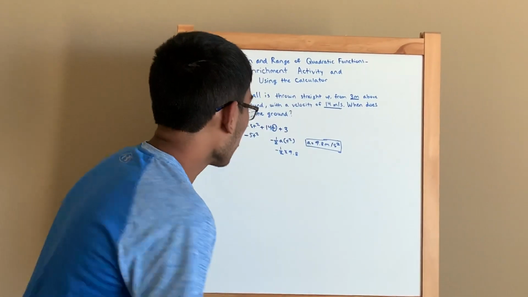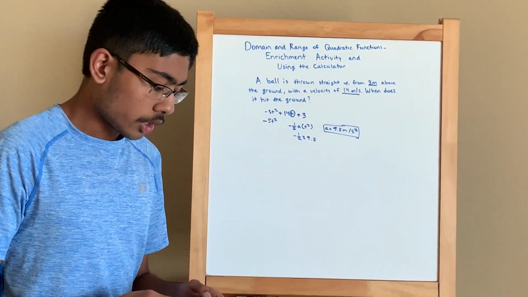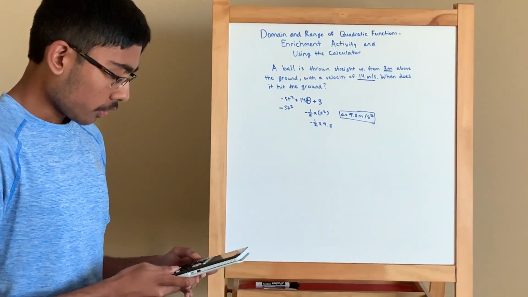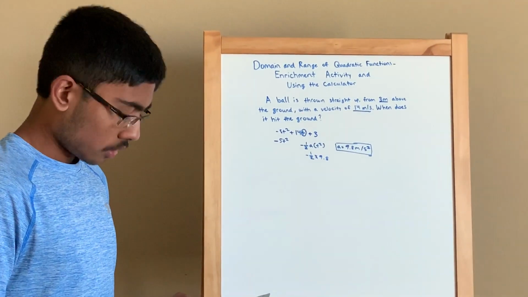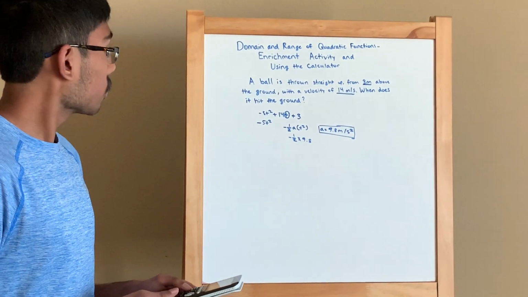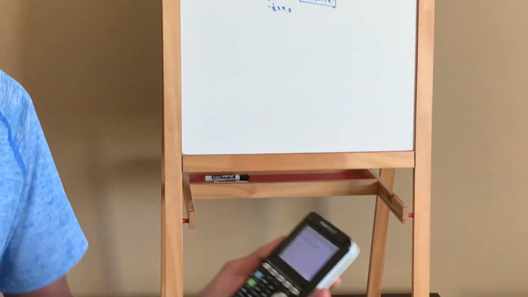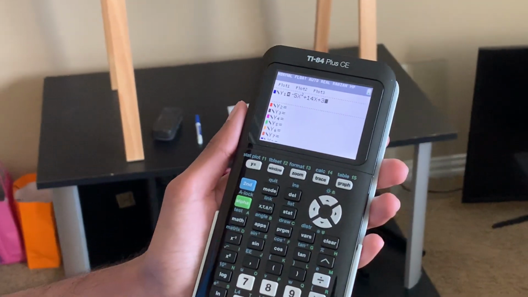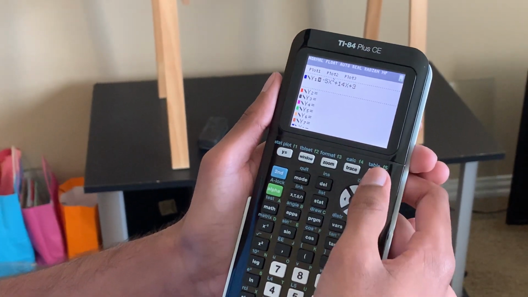Now this equation might be a little hard to graph by hand. So let's use the calculator. -5 t squared plus 14t plus 3. On the calculator, the only variable that you have is x. So instead of t, we used x. And now we go to graph.